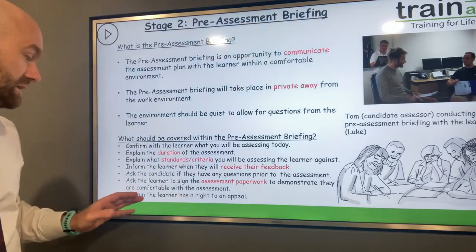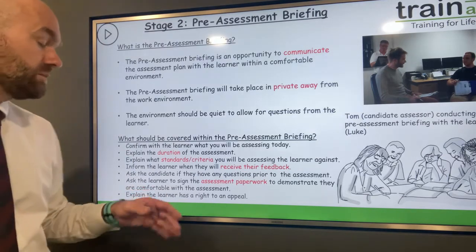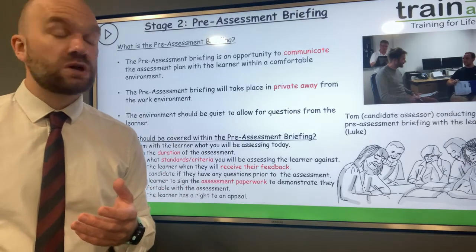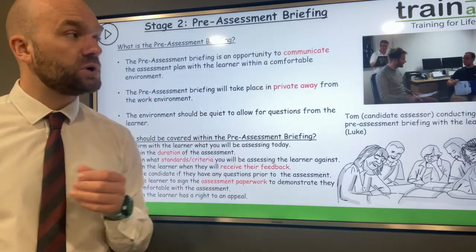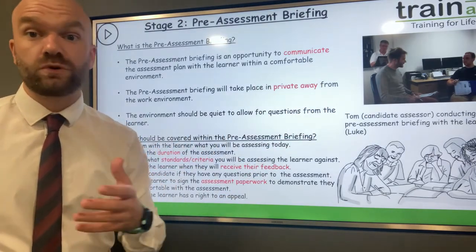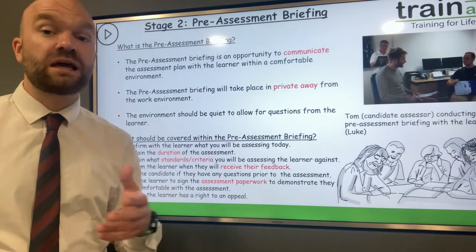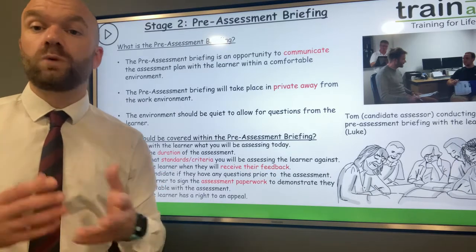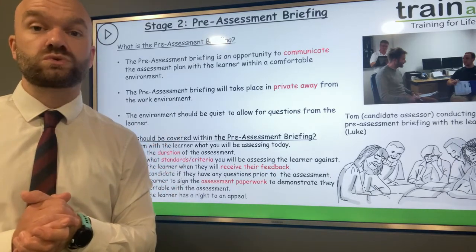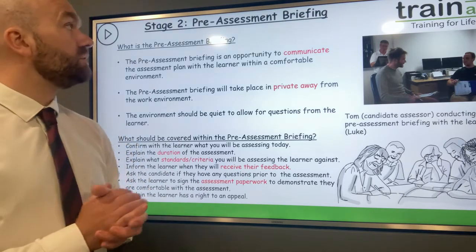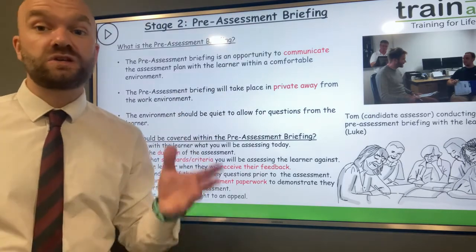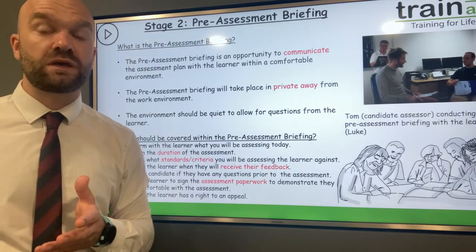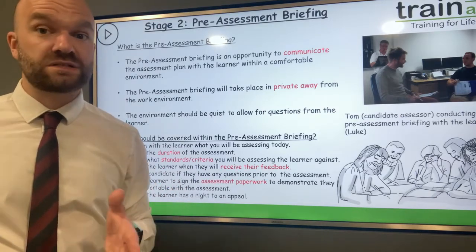And also finally, explain to the learner that they do have a right to an appeal, an appeals procedure as well. So ensure that afterwards that they do feel comfortable, of course, with the assessment, that they can challenge your decision as an assessor, and they do have the opportunity to appeal your decision as well. So in terms of the pre-assessment briefing, a suggested time frame would be between 10 to 15 minutes, okay, depending on how detailed the assessment is.